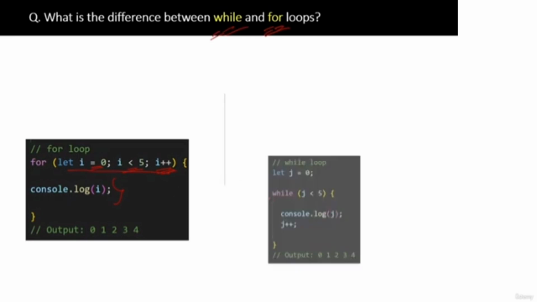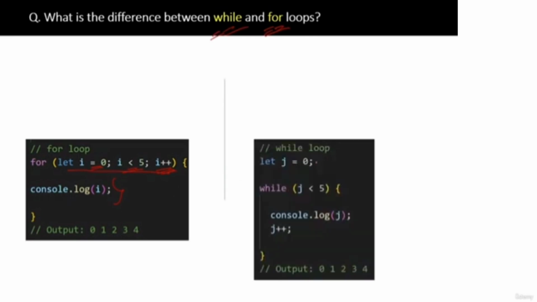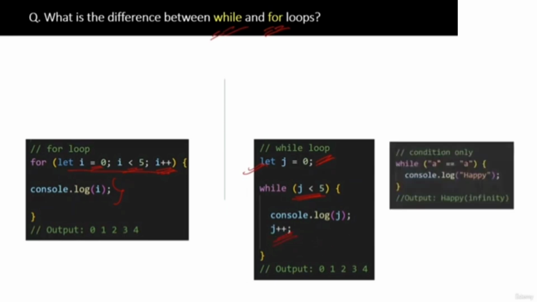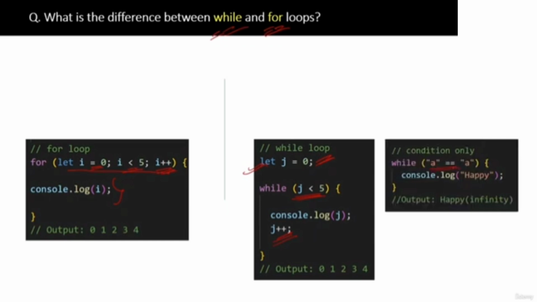Whereas if we see the while loop code, here we are initializing the variable outside the while loop in a separate line at the top, then setting the condition with the while loop, and then incrementing the counter inside this separate line. But you can also use the while loop just with a condition like this. Here there is no dependency on initialization of numbers or increments, just a condition is enough.